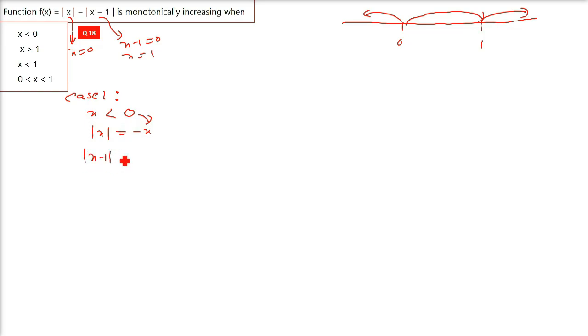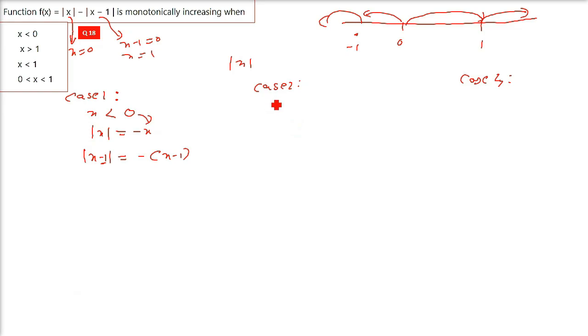How about mod x minus 1? When x is less than 0, you can just try putting any value because it is less than 0. So it's going to be negative. So it will be minus x minus 1. Try it also. Mod x minus 1 is going to be minus x minus 1 in this case. If you put negative 1, for example, it will be negative 2. So it will be negative of x minus 1. So this is case 2, case 3.